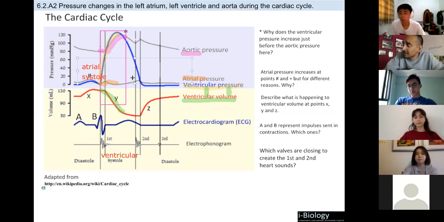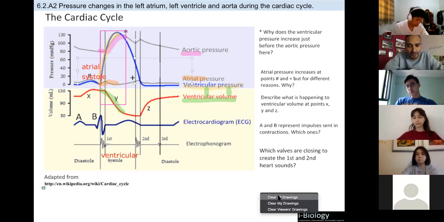I actually saw recently, I think it was on Instagram, someone did a visualization that shows blood moving through the heart. I'll see if I saved it or not. Try to send it through.